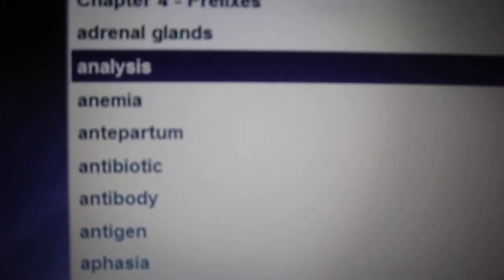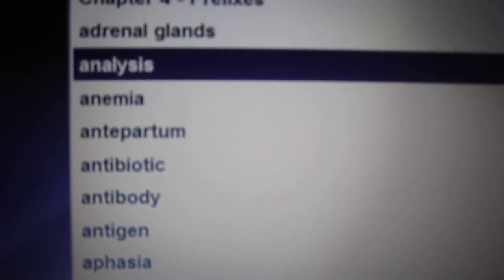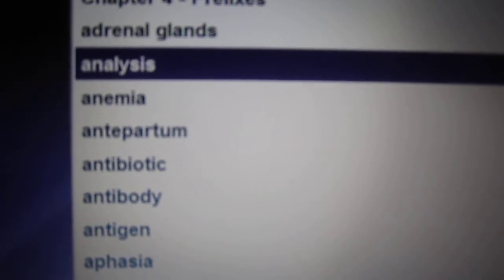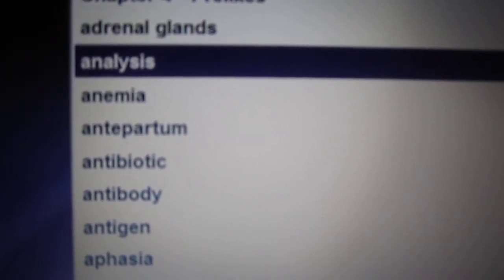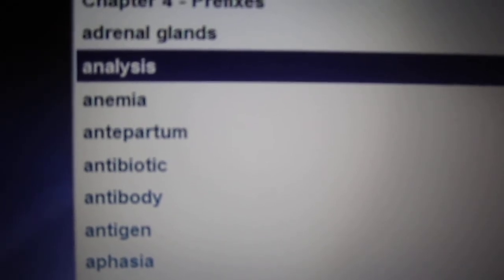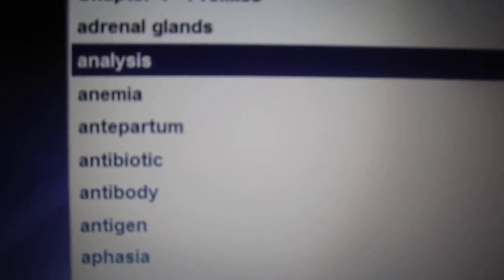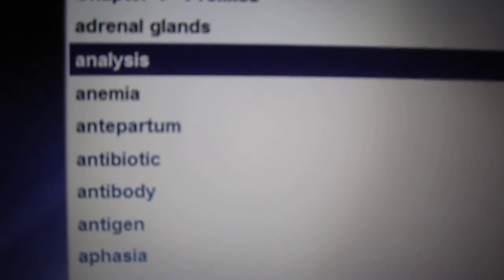Analysis. Lysis means separation. Ana means up or apart. Analysis literally means to separate or break apart. Urine analysis, or urinalysis, is the separation of urine into its component parts.